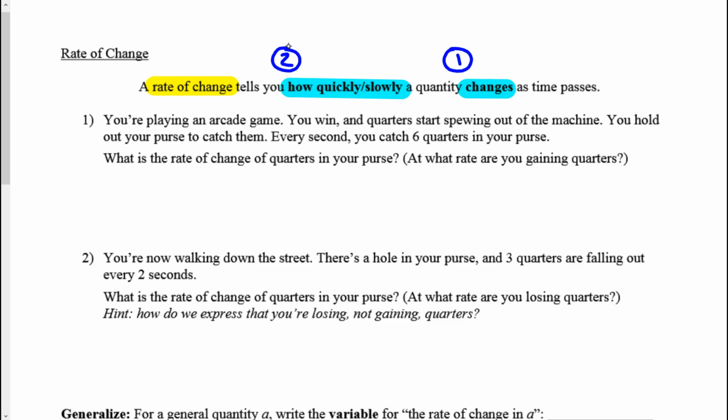So take a look at number one. You're playing an arcade game. You win and these quarters start to spew out, so you catch them in your purse. Every 1 second, you catch 6 quarters in your purse. Let's put that together into a rate of change. We could say that per 1 second, we add 6 quarters.